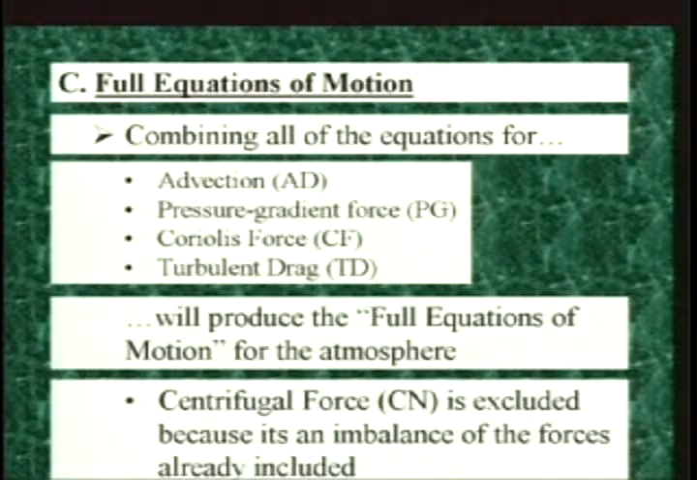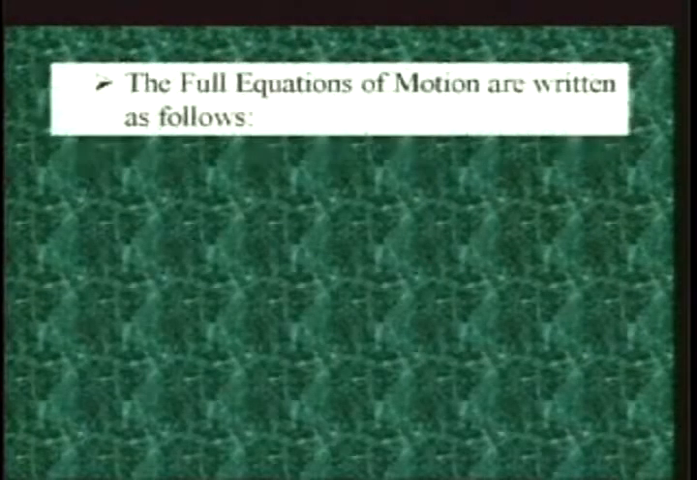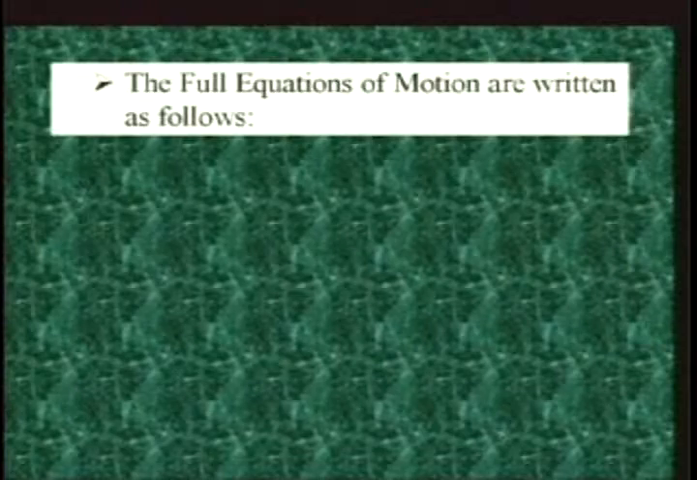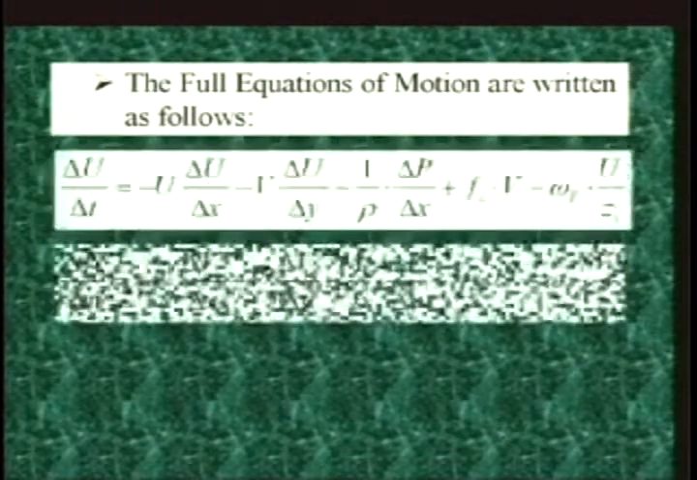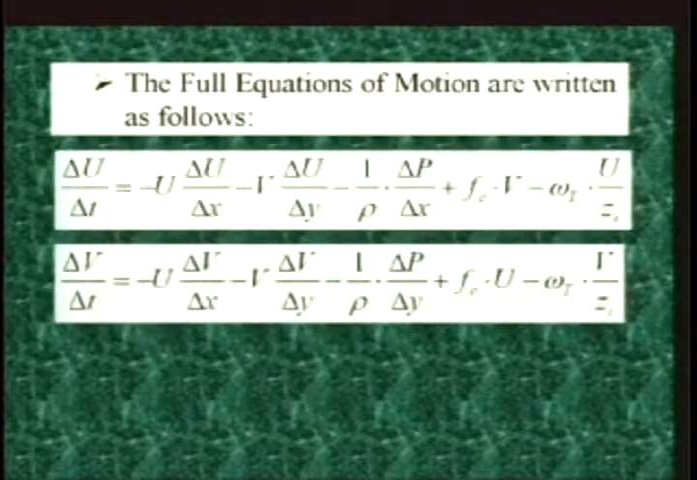Notice I left one out, and that was centrifugal force. Centrifugal force is excluded because it's an imbalance of all the forces, and that imbalance is already included. So we just toss that one out. It's taken into consideration already. The full equations of motion are written as follows. And again, there are two of them. One for your U component, one for your V component.